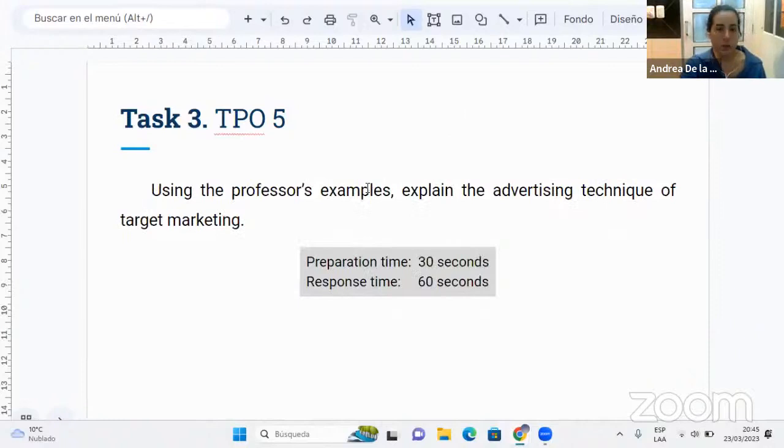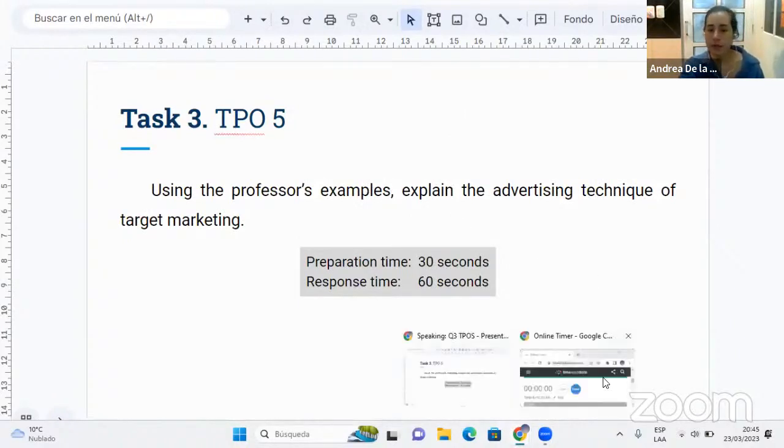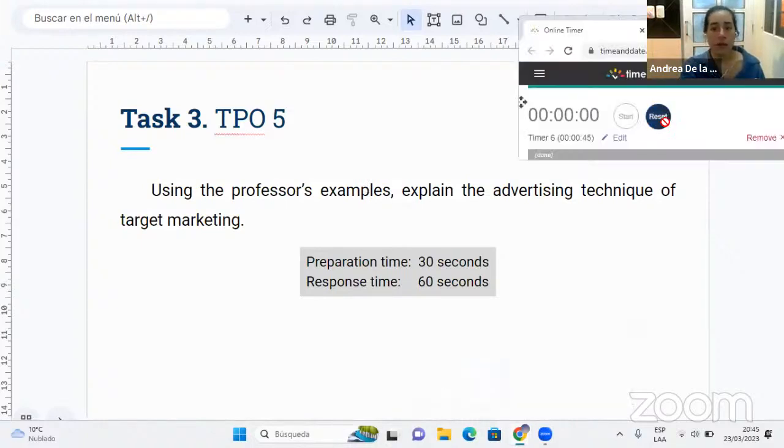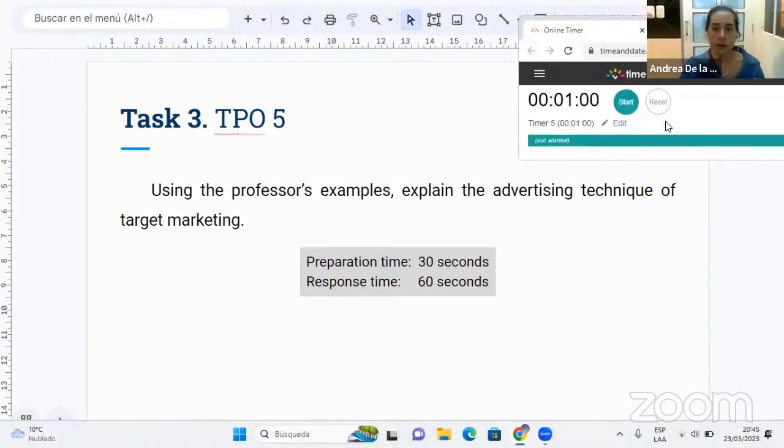Using the professor's examples, explain the advertising technique of target marketing. You will now have 30 seconds to prepare your response.